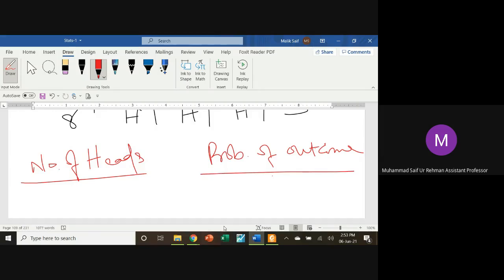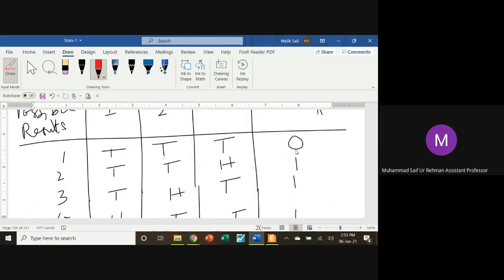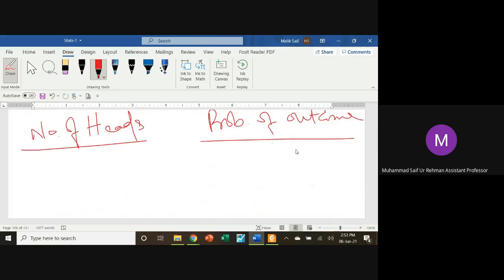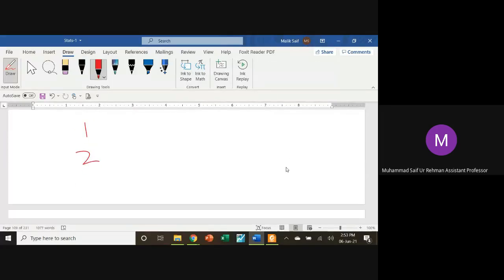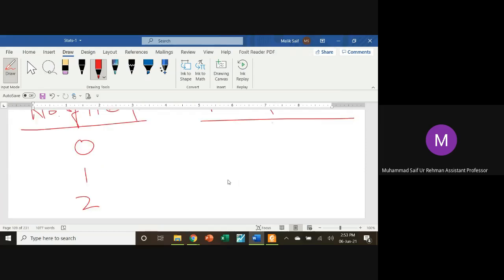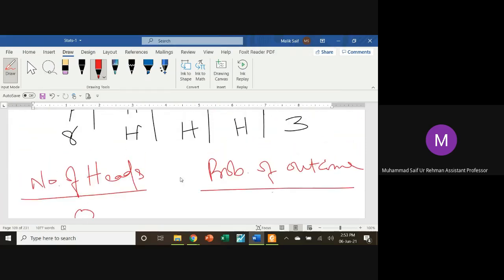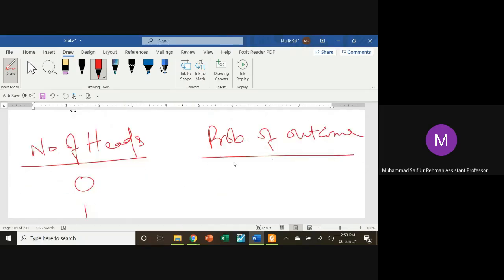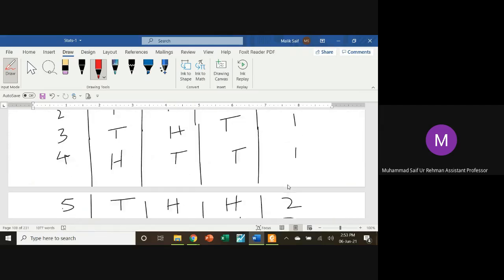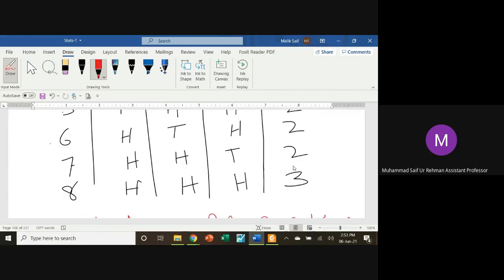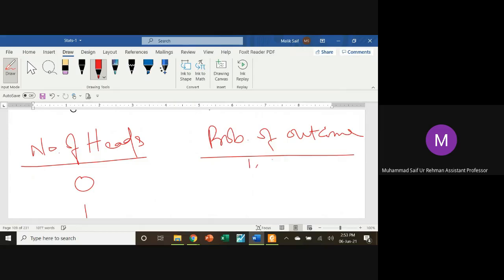Now you will see number of heads. Write down only once. Let's say number of heads 0 is there, so write down 0 over here. Then 1 is there, 2 is there, and 3 is there. These are the number of heads that are possible when we are going to toss one coin thrice. Now, what is the probability of outcome? Out of these, you can see total are 8, and how many times has 0 occurred? 1 time. So you may write down over here the probability of outcome for 0, 1 by 8.